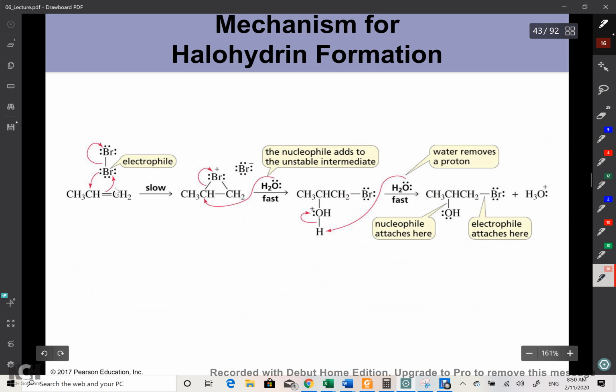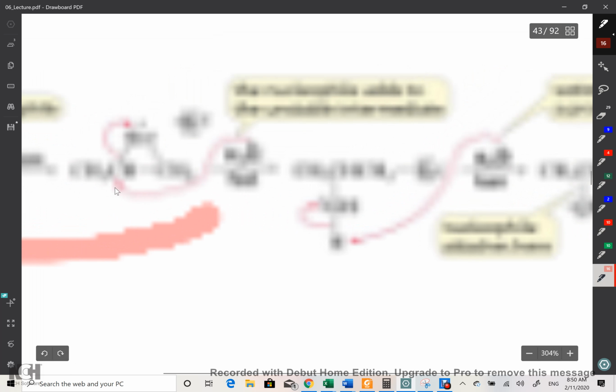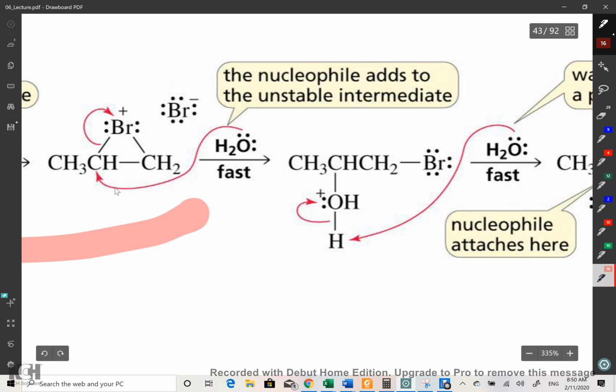And so in the mechanism, the first step is familiar. You form your bromonium ion. That's the first step of the mechanism, bromonium ion formation. Then I will zoom in here. Once we form the bromonium ion, the next step is our nucleophile. Remember I told you water is a nucleophile.